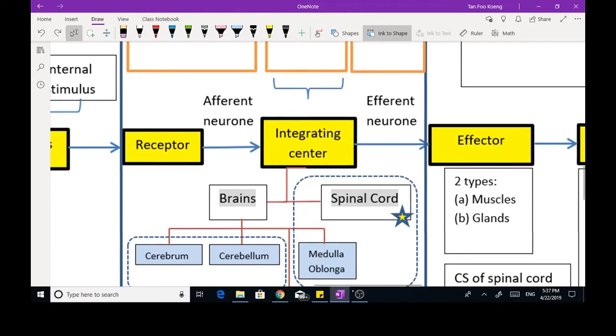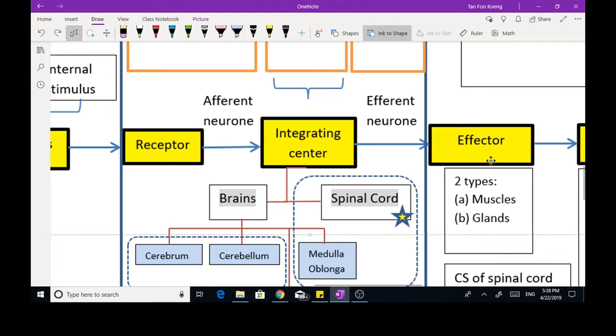Now, if you look at this diagram, we know that the afferent neuron, also known as the sensory neuron, transmits the impulses from the receptor to the integrating center. Then, in the integrating center, we have the interneurons to integrate the information, to process and then interpret the information before new impulses are transmitted via the efferent neuron to the effector.